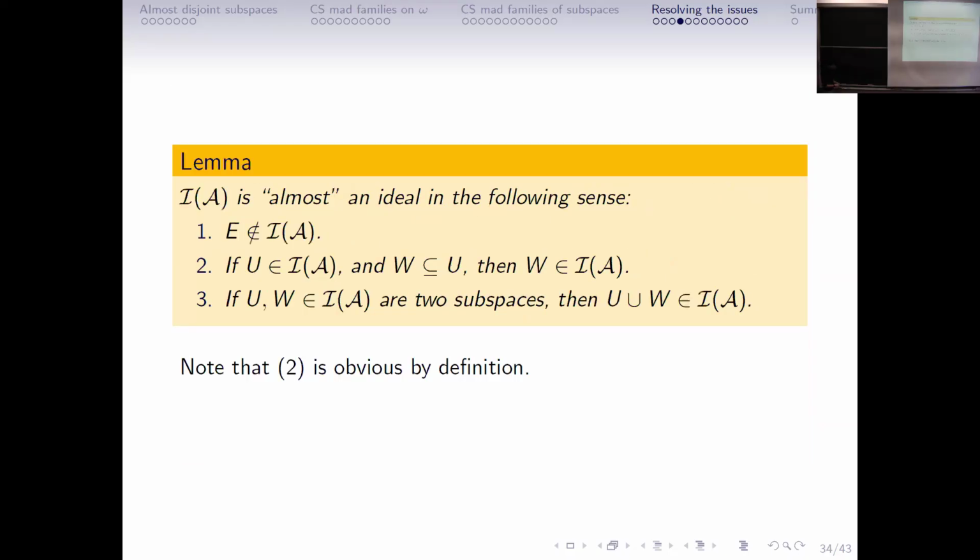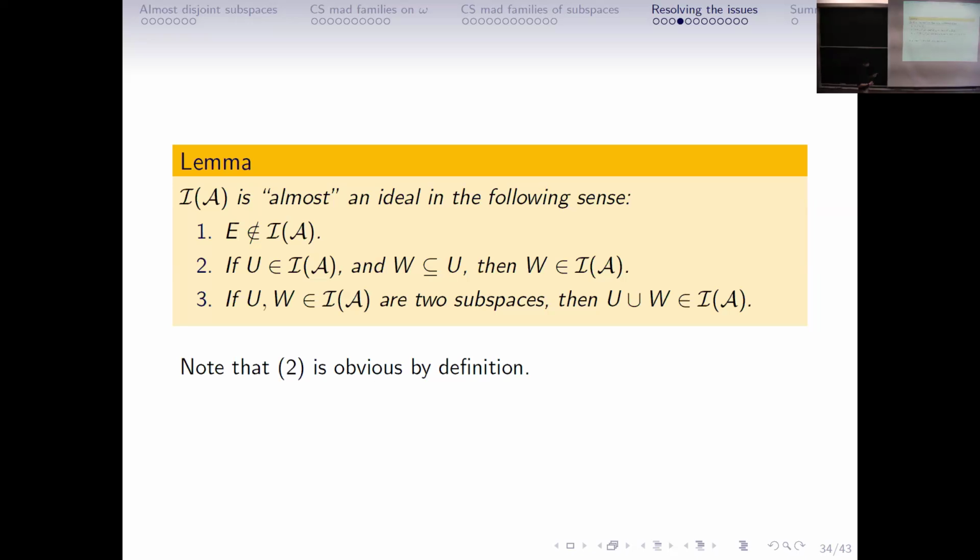Okay, so as I promised, when I say that I(A) is almost an ideal, it means that it satisfies the following. First of all, it doesn't contain everything. It doesn't contain E. Secondly, it's downward closed. I mean, that's of course, right? Because small sets are downward closed.